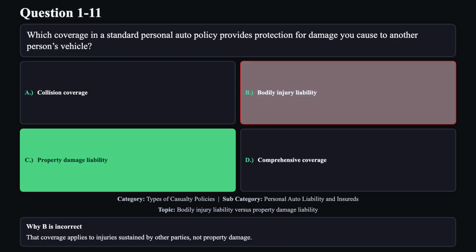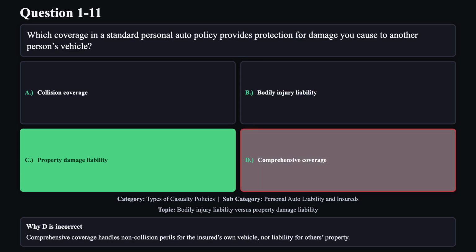Reason B is not correct. That coverage applies to injuries sustained by other parties, not property damage. Reason D is not correct. Comprehensive coverage handles non-collision perils for the insured's own vehicle, not liability for others' property.